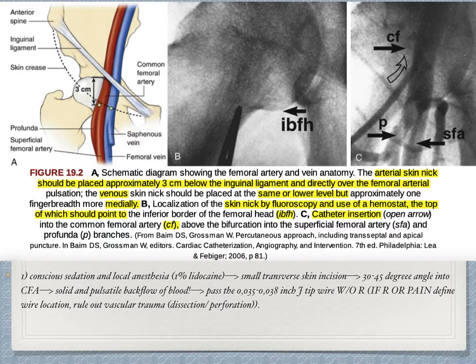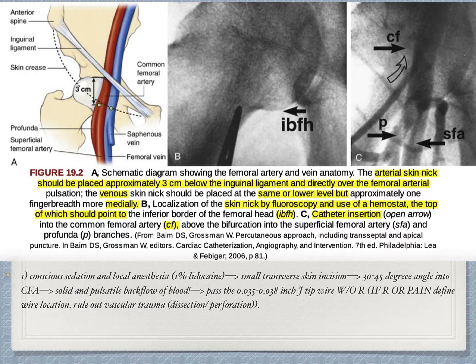Remember to use local anesthesia. Remember to puncture at a 30 to 45 degree angle into the common femoral artery. Be sure to be in the common femoral, not below its division. You have to get some solid and pulsatile backflow of blood. This is extremely important. If you do not receive solid and pulsatile backflow, you might be in the vein, you might be in another place, and this might lead to complications.